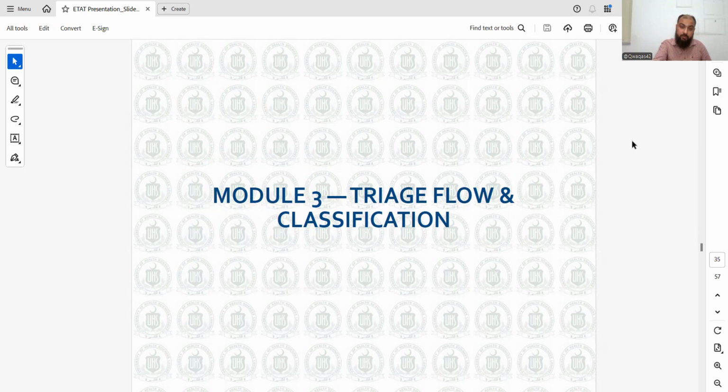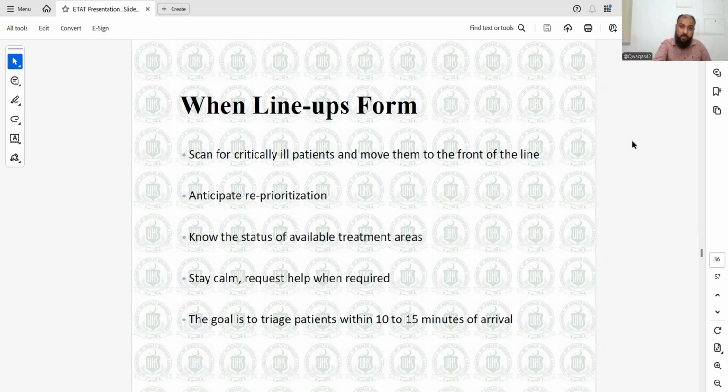In Module 3, triage flow and classification. When lineups form, scan for the critically ill patients and move them to the front of the line. Anticipate reprioritization, know the status of the available treatment areas, stay calm, and request help when required. The goal is to triage patients within 10 to 15 minutes of arrival.